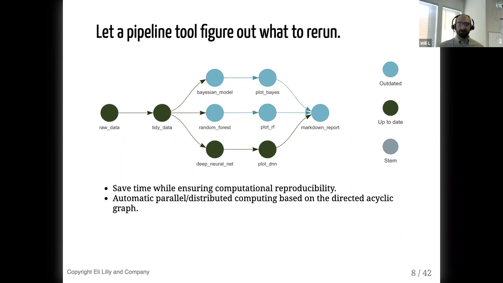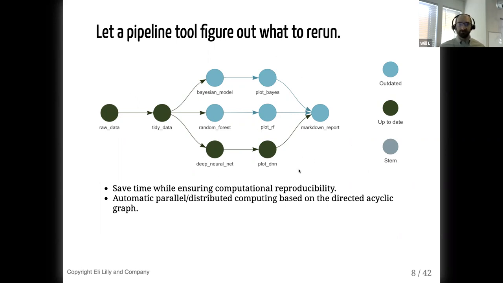It runs the parts that need to run with optional parallel or distributed computing, and it automatically skips the targets that are already up to date in order to save time. And it just runs what needs to run. Saves a lot of computation time that way. And also, even if you're running something that doesn't require a whole lot of time, this graph gives you a really nice high-level view of what's going on in your workflow.